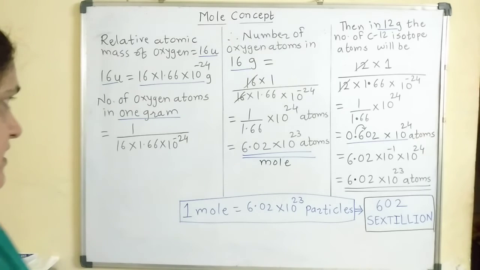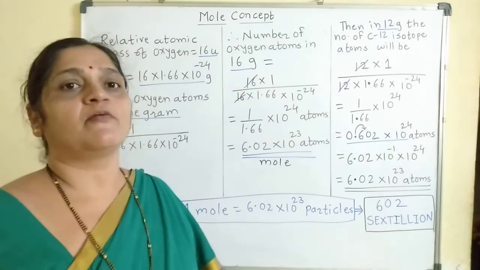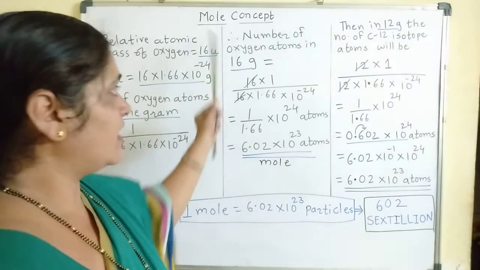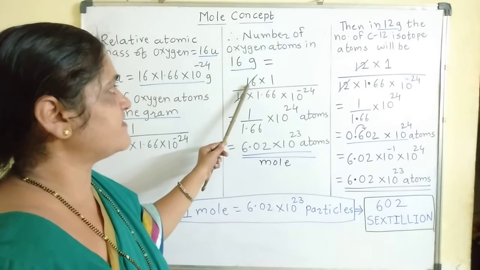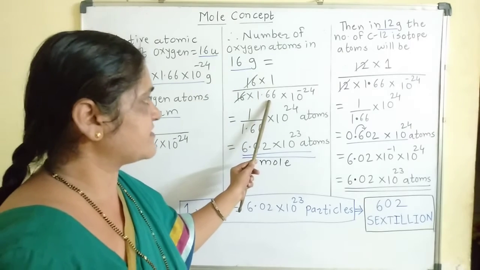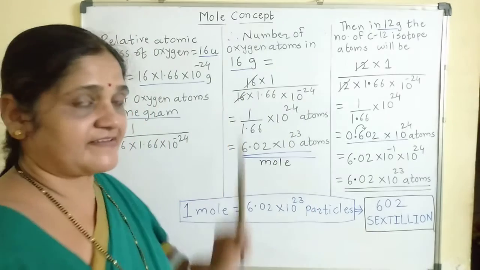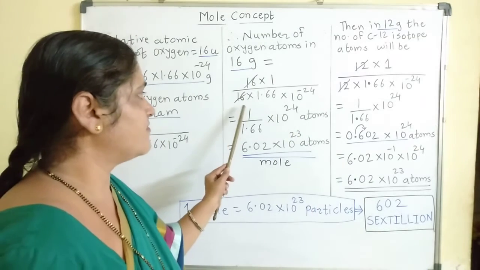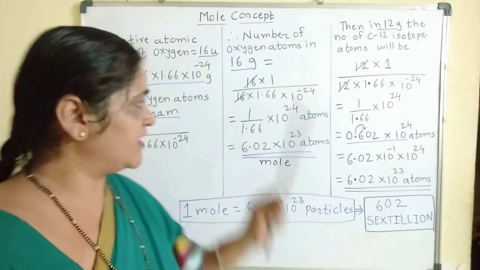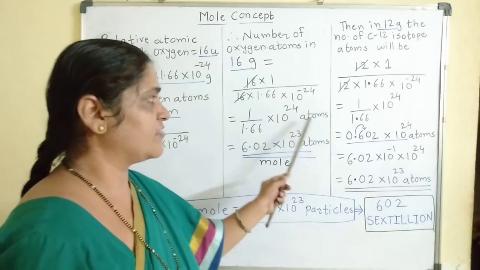This is our answer. Now, again, I want to know how many atoms are there in 16 gram of oxygen. Then I have to do this multiplication, 16 into 1 upon 16 into 1.66 into 10 raised to minus 24. Now this 16 and this 16 are cancelled. So the final answer will be 1 upon 1.66. This 10 raised to minus 24 is again taken to the numerator, so it will have a positive exponent. So it is into 10 raised to 24 atoms.